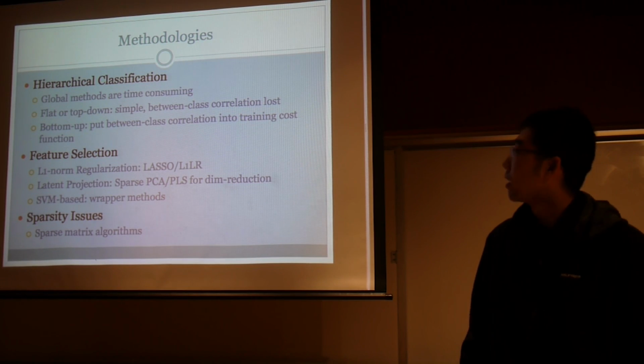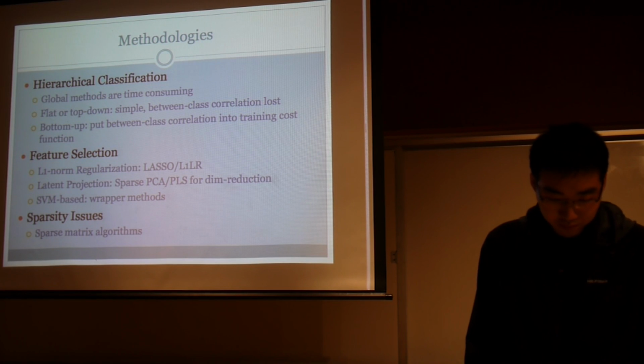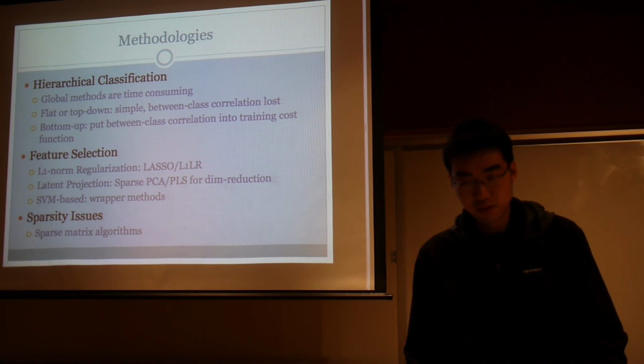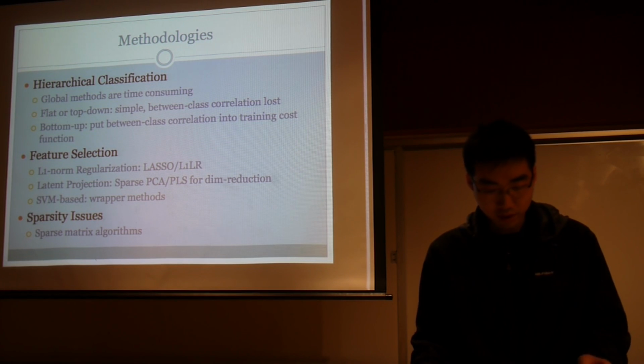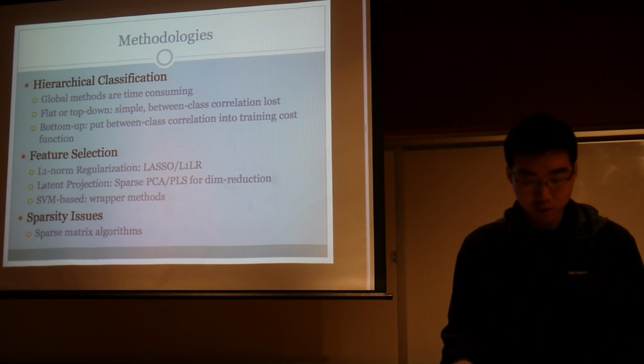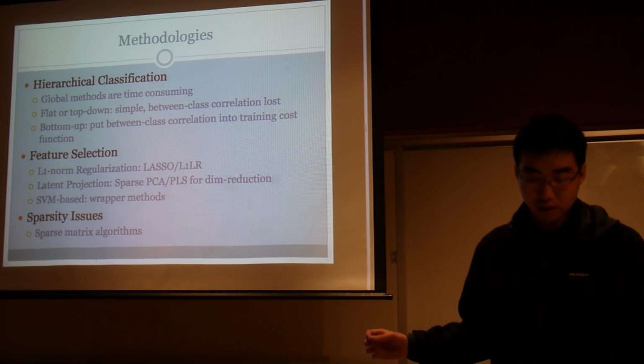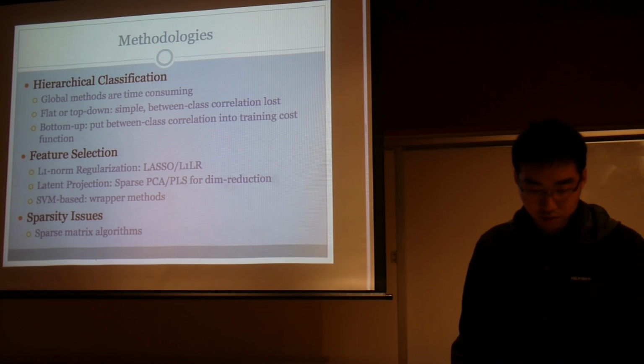Another way is the flat or top-down method. This way we can do parallel computing for each of the nodes separately. This is a pretty simple and straightforward way, but the between-class correlation information is lost.